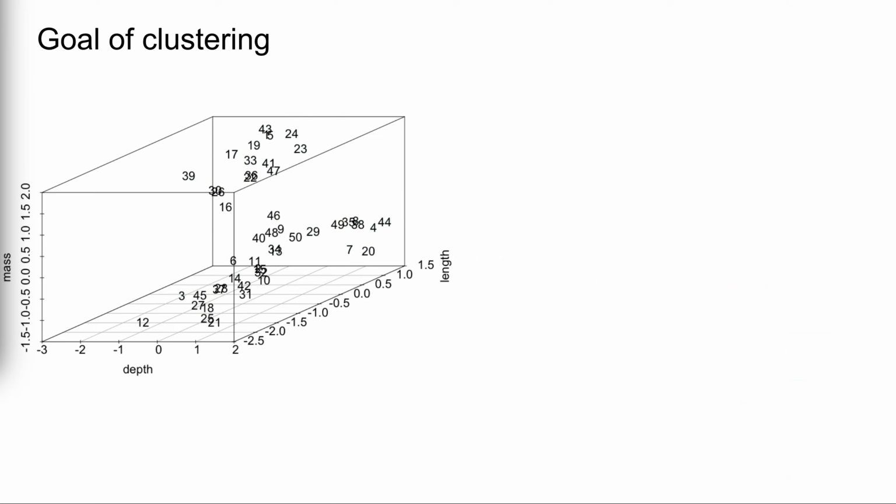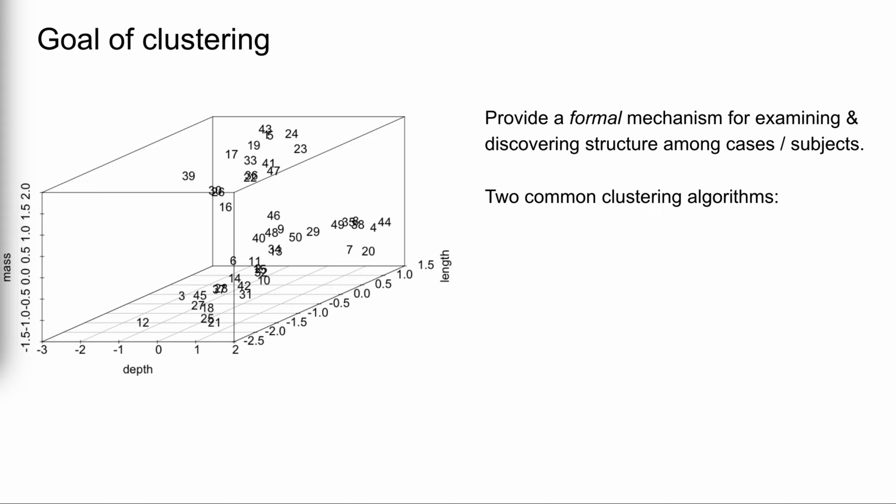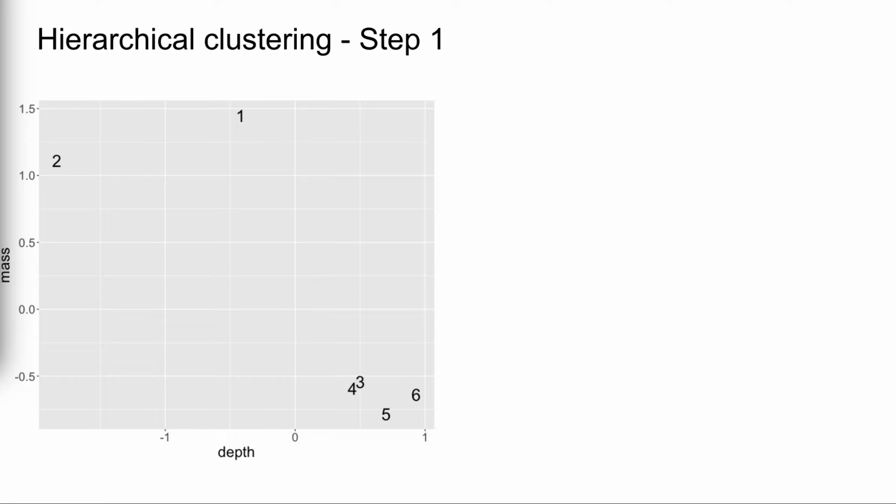Of course, we can do better than guesstimating the structure of our penguins. The goal of clustering algorithms is to provide a formal mechanism for examining and discovering structure among the cases or subjects in our data. Two common clustering algorithms are hierarchical clustering and k-means clustering. We'll focus on the former here. To explore how this algorithm works, we'll start by clustering just 6 penguins based on only 2 features, mass and bill depth. That is, hierarchical clustering seeks to identify similar clusters of penguins.